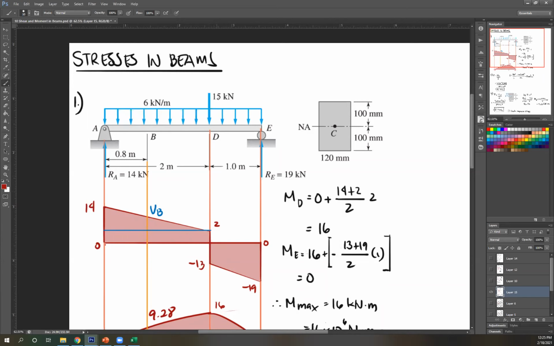Next, I have a point load, 15 downward, so 2 minus 15. You get negative 13. And again, you have another uniformly distributed load downward, so you go downward by how much?